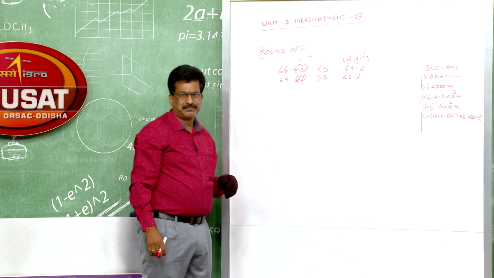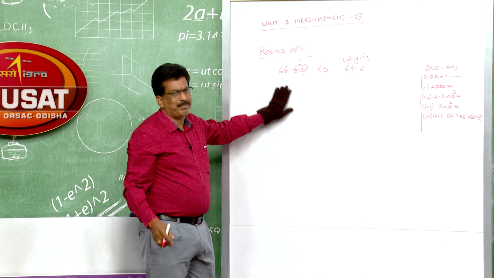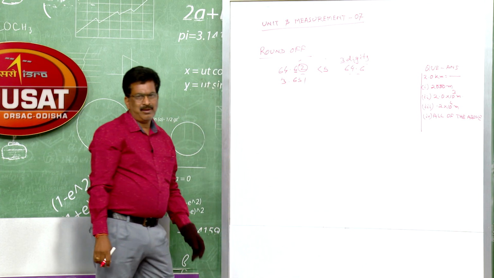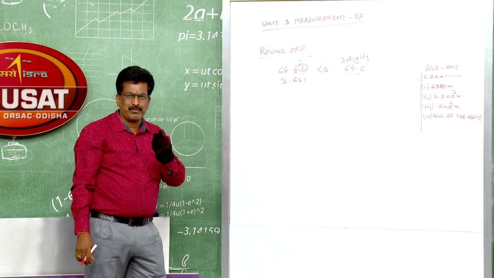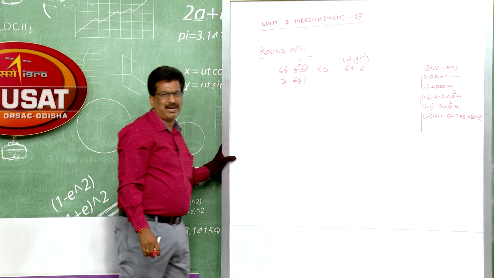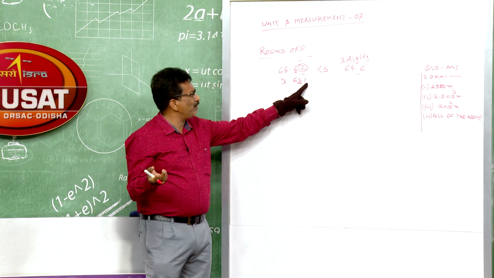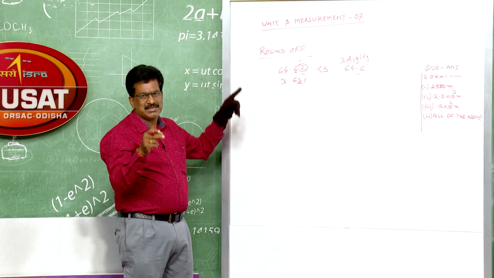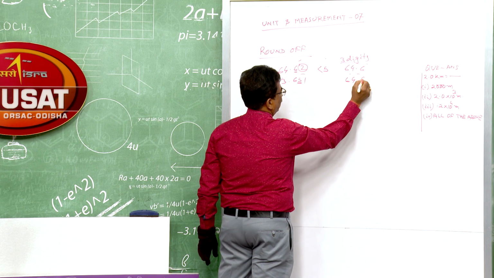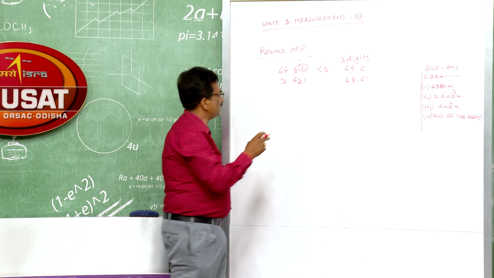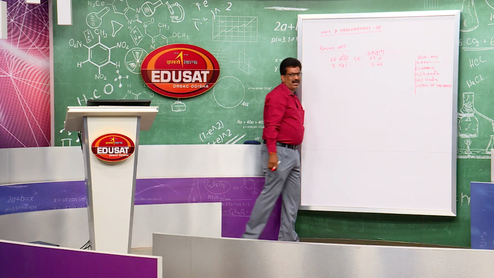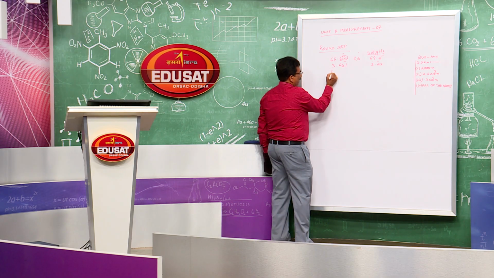Suppose for the less-than case, that is 3.651. For 3.651 rounded up to 3 digits, the 5 will be the last one. So, what is left? That is the 1. 1 is less than 5. Less than 5 means it will remain as such. That is 3.65. Are you clear, my students?